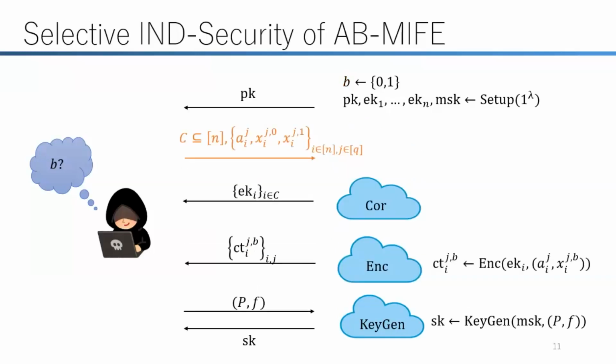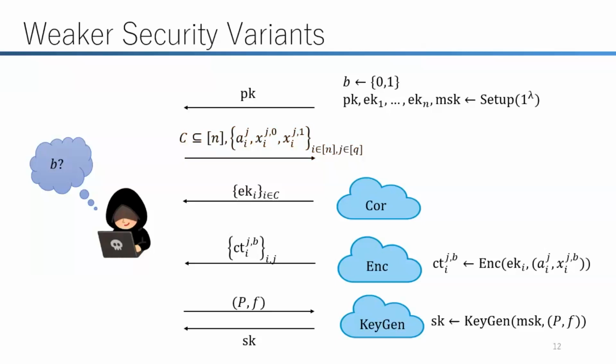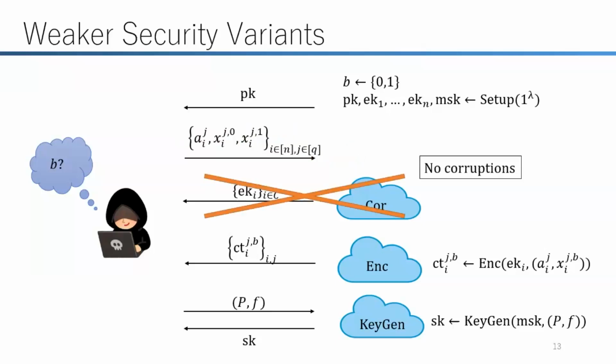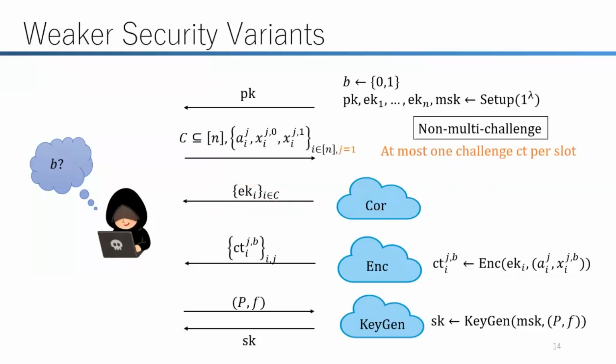In this work, we consider a selective variant of security, in which the adversary first commits to all corrupted encryption slots and all challenge ciphertexts. I will next explain some weaker variants of security to compare our work with previous work. First one is no corruption. In this security notion, the adversary cannot make corruption queries. The second one is no merge challenge setting, in which the adversary can make at most one ciphertext query per each slot. This notion is very weak, because if the adversary obtains more than one ciphertext of the same slot, then security may break down.